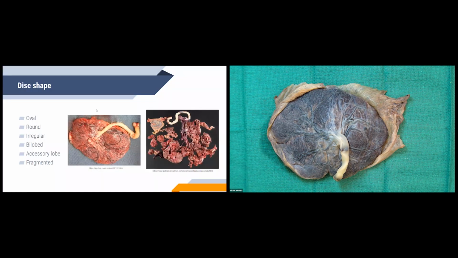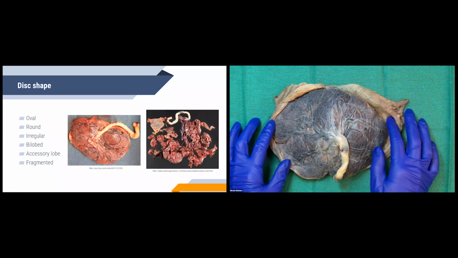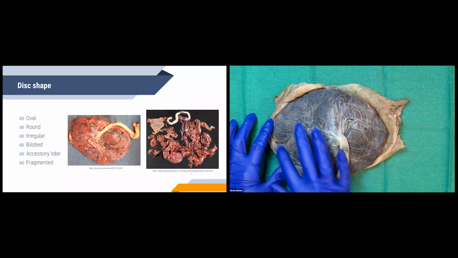So the placental disc can come in multiple different shapes. It can be ovoid, round, irregular, bilobed, could contain an accessory lobe, or it can come fragmented. So there's an example of an ovoid placenta on the PowerPoint screen there. And then the second image there is showing an example of a fragmented placenta. For this specimen that we have out today, this one would be another example of an ovoid placental disc.